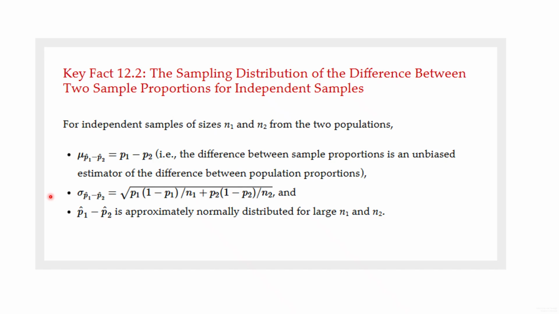And then you can get your standard deviation, which is equal to the square root of p1 times q1 over n1, plus p2 times q2 over n2. And p hat 1 minus p hat 2 is approximately normally distributed for large n1 and n2. So keep in mind that this is the theory we need to bring up to set you up for moving on to actually doing the different types of inferences.